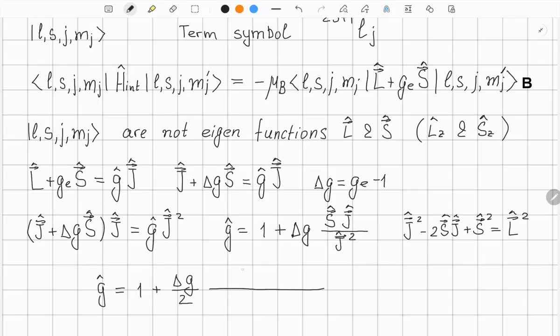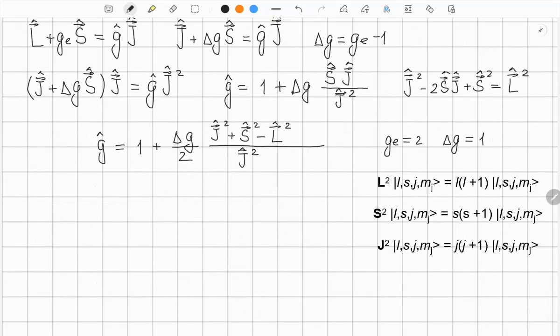As we see, we were lucky. The operator G is now expressed via the operators for which the states |L, S, J, Mj> are the eigenfunctions. Assuming the electron g factor Ge is equal to 2 and using the well-known expression for the eigenvalues of L square, S square, and J square, we can then derive the desired expression for G.